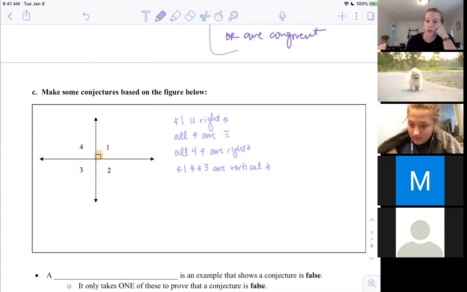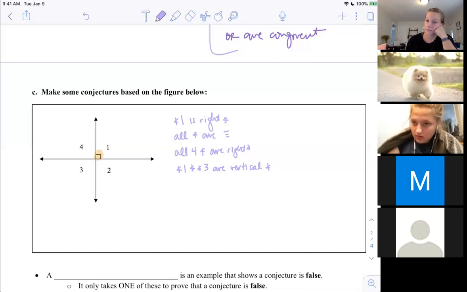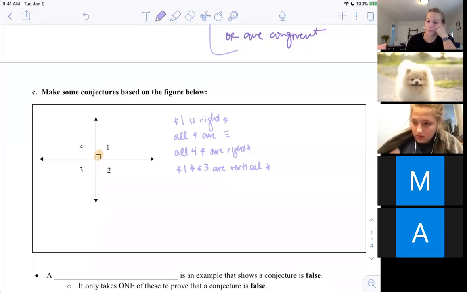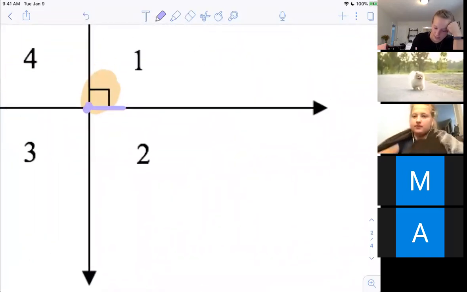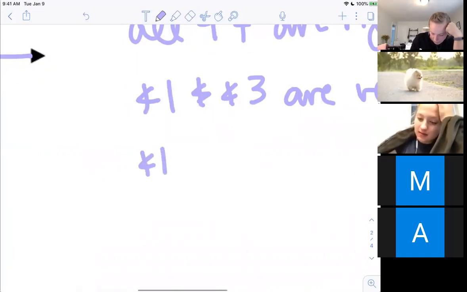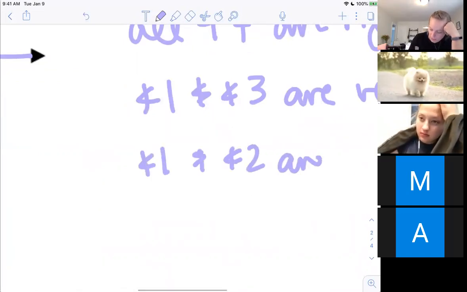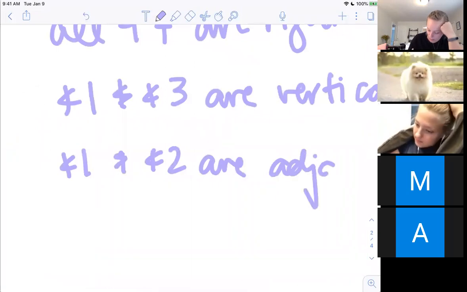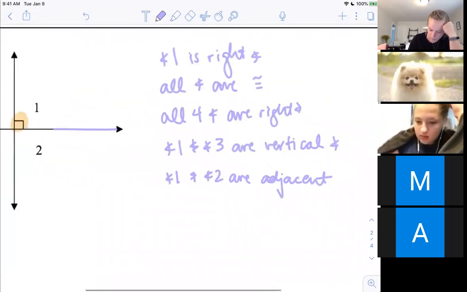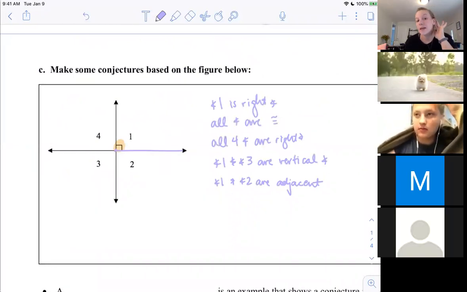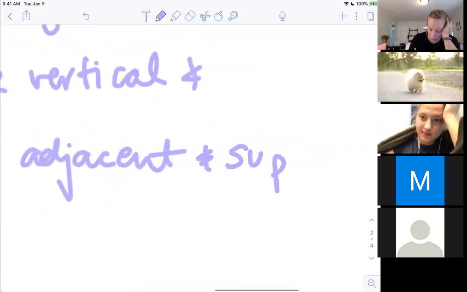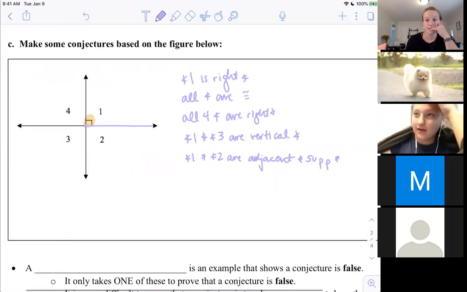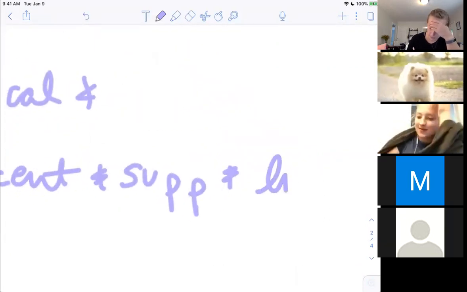All right, somebody new. What's another relationship I have here? 1 and 2 are adjacent. Very good. 1 and 2 are next to each other. They share that vertex and that side. I want to focus in on 1 and 2. In addition to being adjacent, there's a couple other things that are cool about them. What else do I know about them? They're supplementary. Very good. And if they are adjacent and they are supplementary, what's another word I can use for them? Linear pair. Awesome.